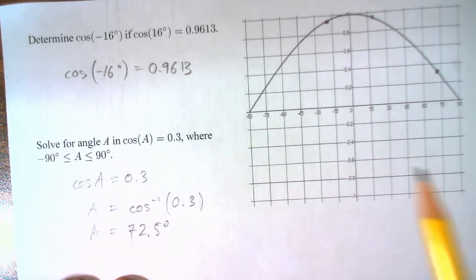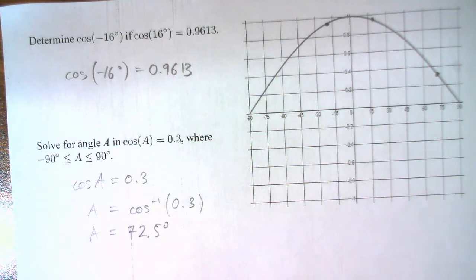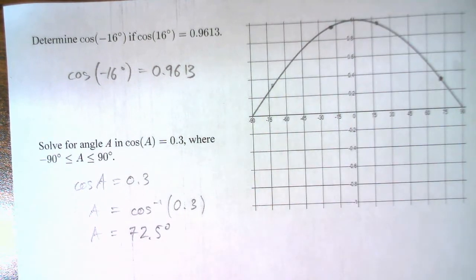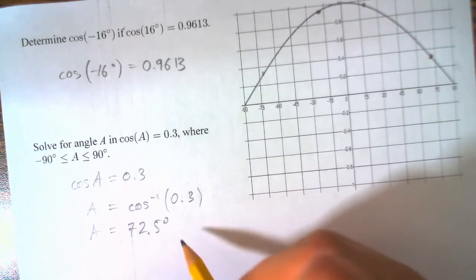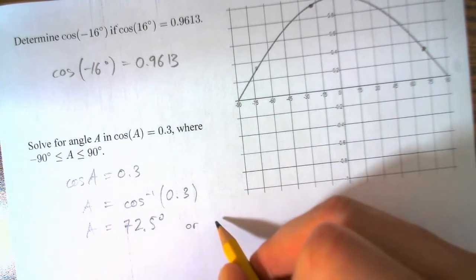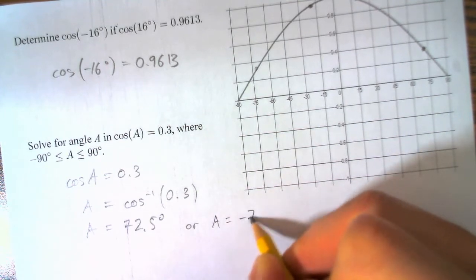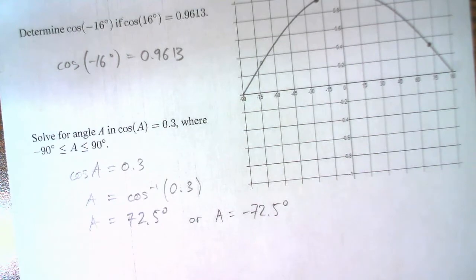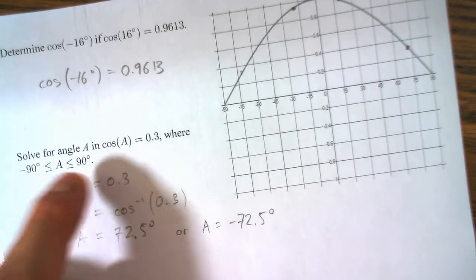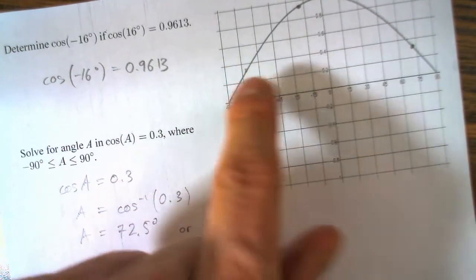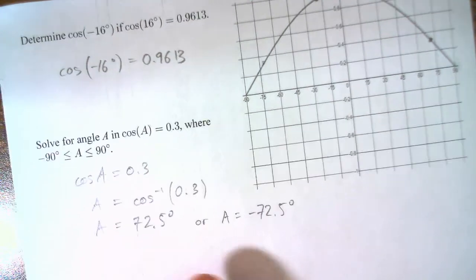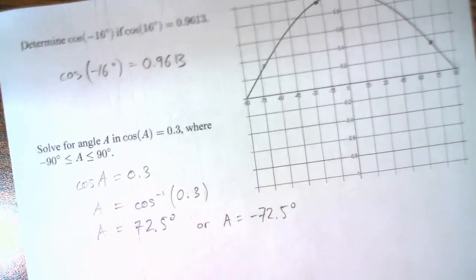But there's another angle right over here at negative 72.5 that has the same cosine ratio. And so if we're looking for a solution between negative 90 and positive 90, there are two possibilities. Positive 72.5 degrees and negative 72.5 degrees.